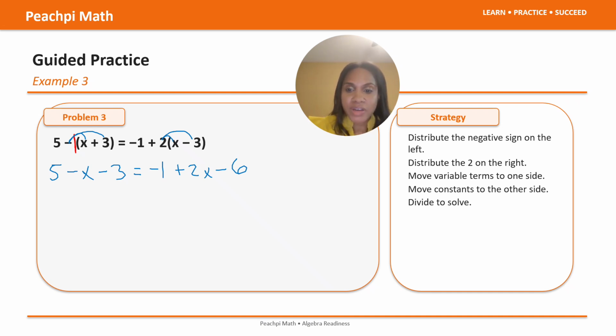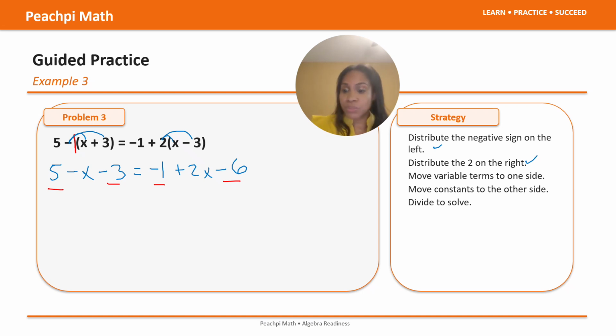Now, so I've done strategy 1, strategy 2. And now I want to see if I have like terms on the same side. And I do. I have a 5 and a negative 3 on my right-hand side. And I have a negative 1 and a negative 6 on my, did I say right or left? Left-hand side and right-hand side. I get my left and my right mixed up sometimes. But anyway, if you have like terms on the same side, combine those first.